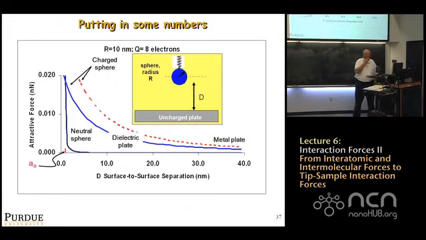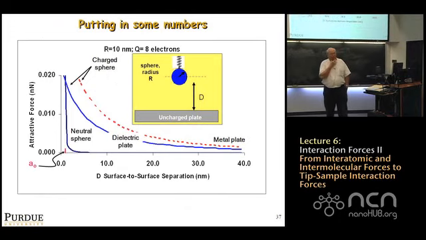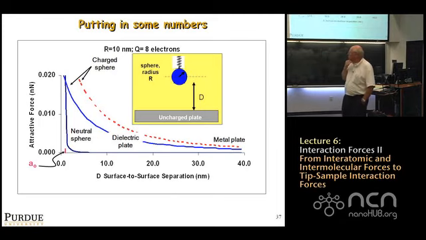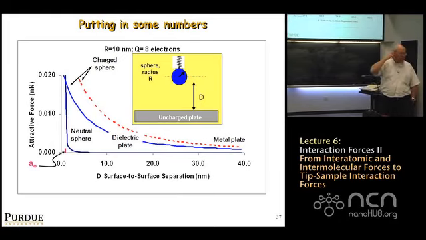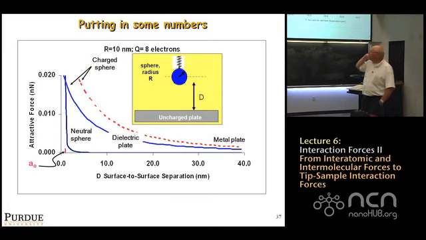How big is it? Well, that depends. It depends on something called the Hamaker constant. We'll talk about that more. But I just thought it would be useful to do a simple calculation where I take a sphere of radius r. In this case, I picked 10 nanometers, and I just put 8 electrons in that sphere. I pretended the electrons were uniformly distributed over the surface of the sphere. And I let that sphere interact with an uncharged plate, and the separation between the bottom of the sphere and the uncharged plate is d, so the surface to surface separation is d.